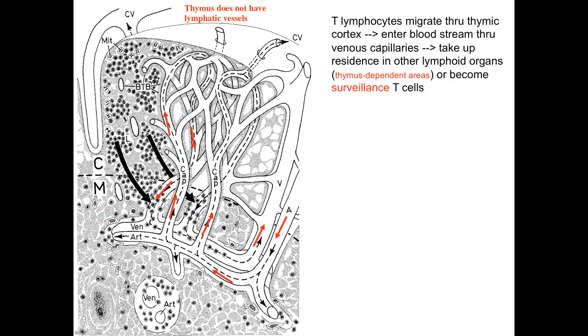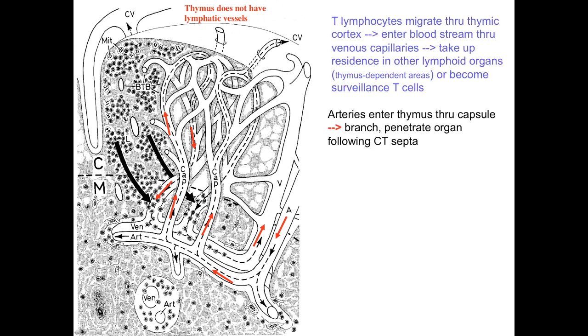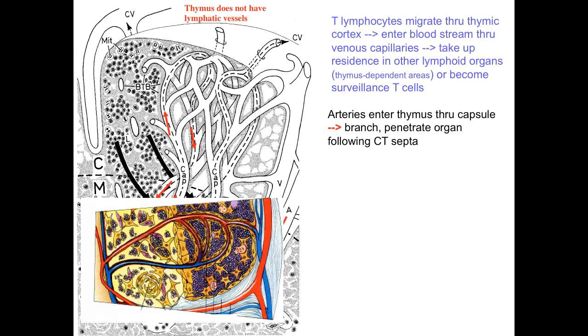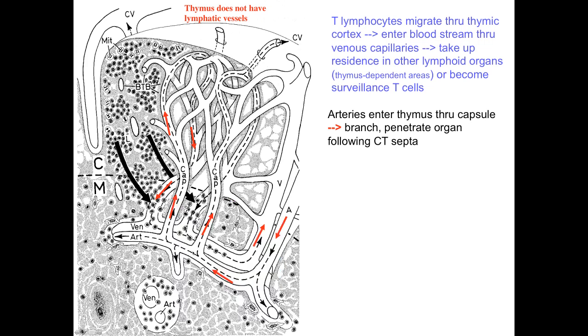T lymphocytes migrate through the cortex, they enter the blood supply through venous capillaries, and they take up residence in other lymphoid organs, the so-called thymic dependent areas of the other lymphoid organs, or they become surveillance T cells in the peripheral blood. As you might expect, arteries enter the thymus through the capsule. They branch and they penetrate the organ following the connective tissue septa, as we showed earlier.